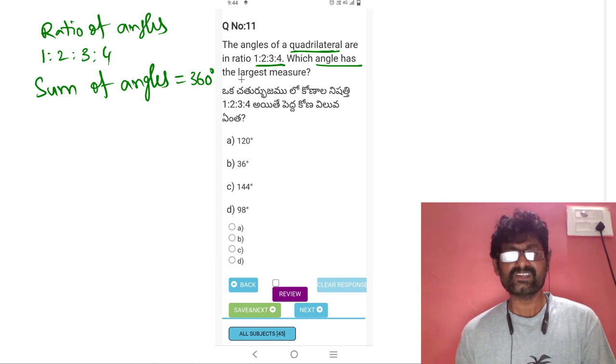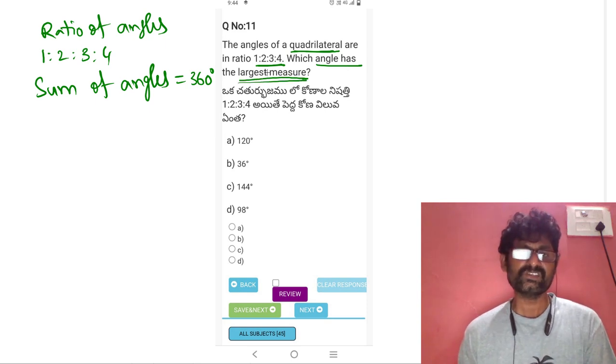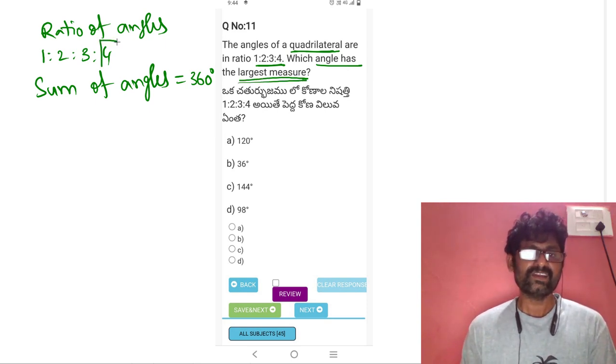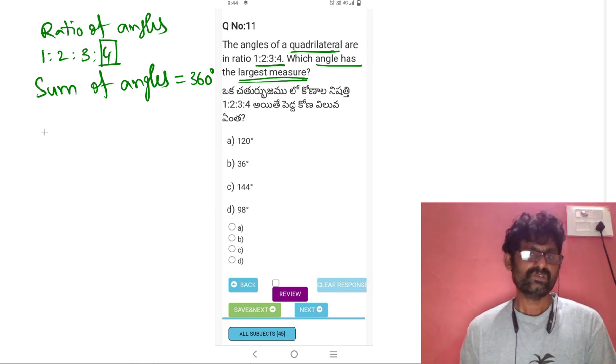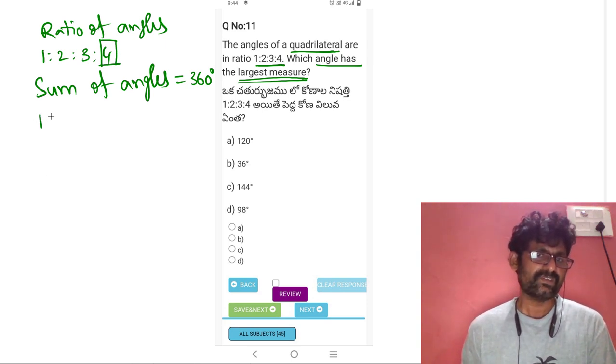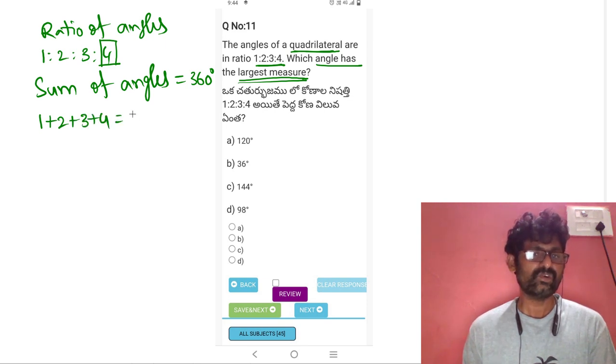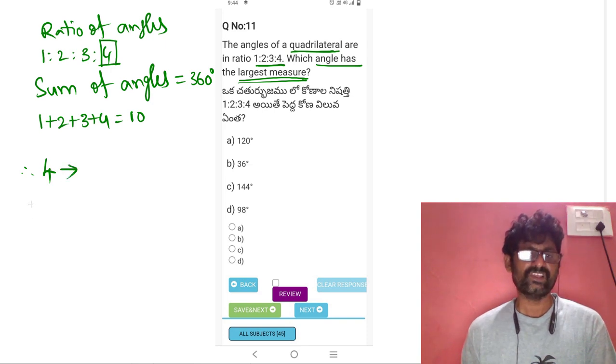Now which angle has the largest measure? Largest measure means here the angle related to this 4. So here first let us take the sum of 1 plus 2 plus 3 plus 4, that is equal to how much? 10. So therefore the angle corresponding to 4 is 4 by 10 times 360 degrees. So 0 and 0 get cancelled.